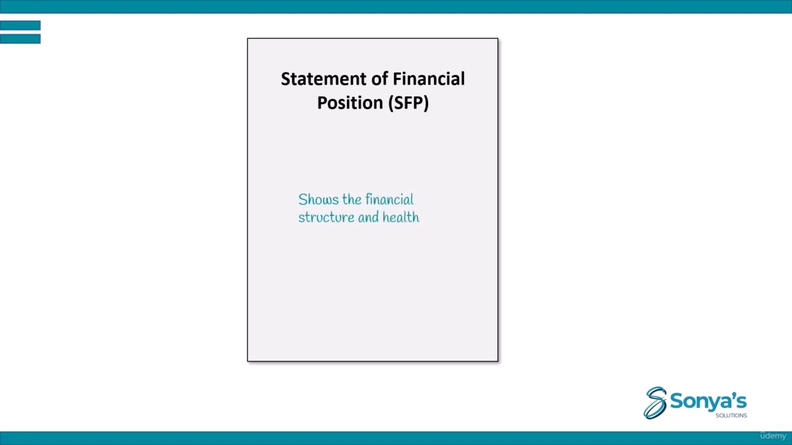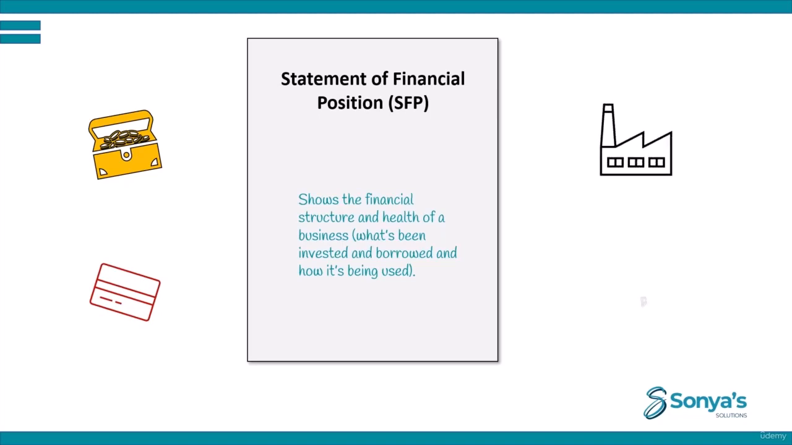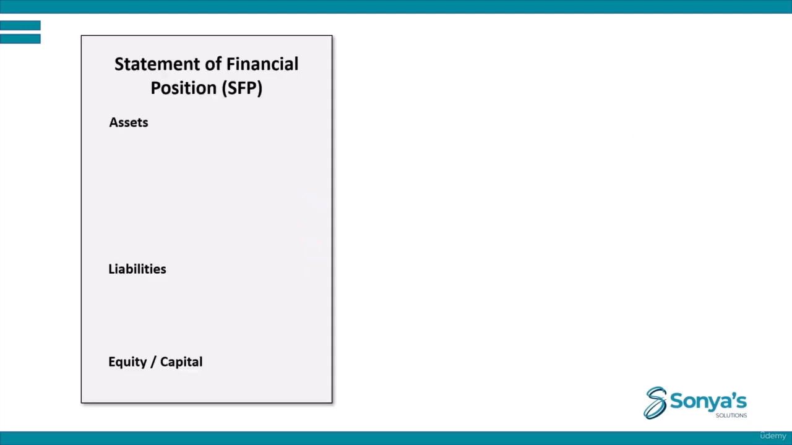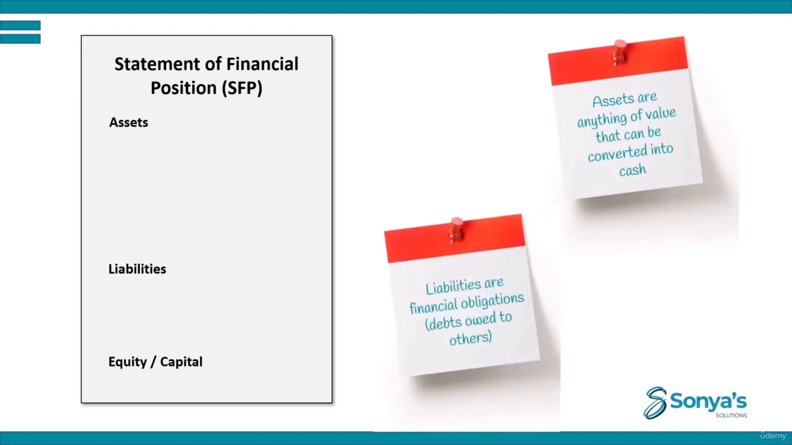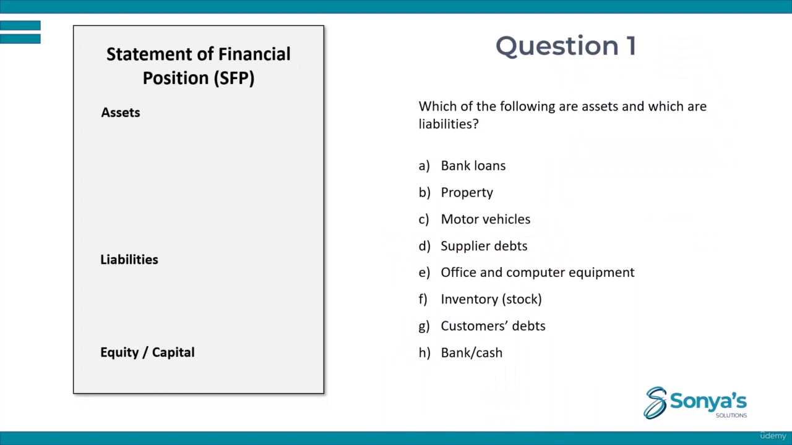In the previous lesson, we learned about the statement of financial position, which is the financial statement that reports on the financial structure and health of a business, what's been invested and borrowed, and how it's been used. The statement lists the business's assets and liabilities. Whilst learning double entry, we can identify assets as things that have value and could be converted to cash. Assets include cash already held in the business. We can identify liabilities as financial obligations, debts owed to others. Here's the first question of the lesson. Pause the video and replay it when you're ready to review the answer.